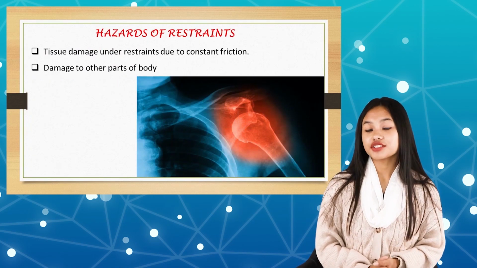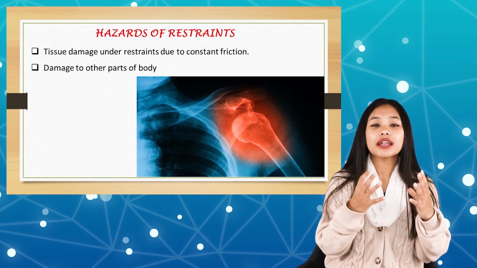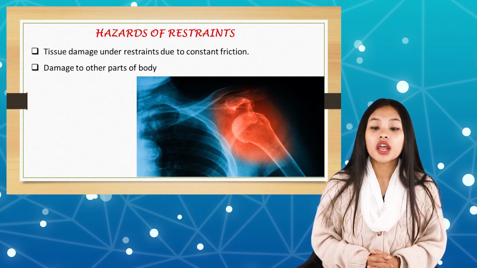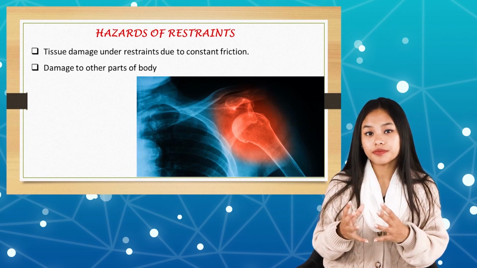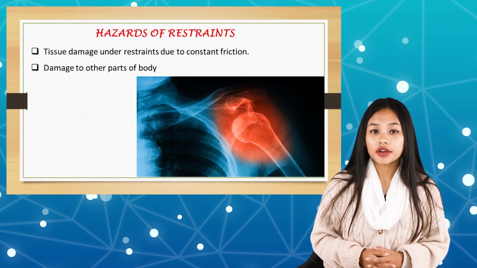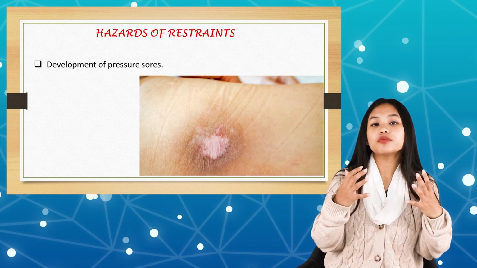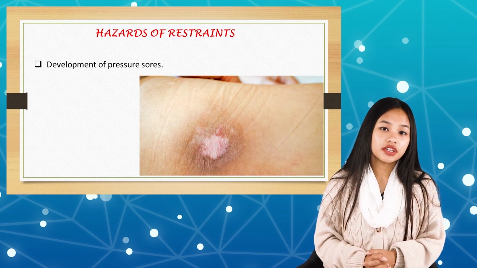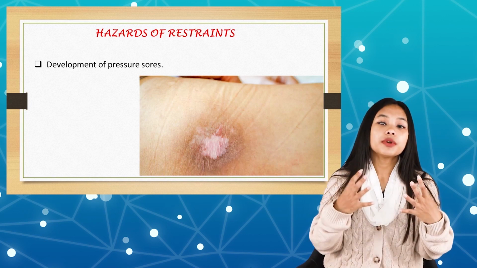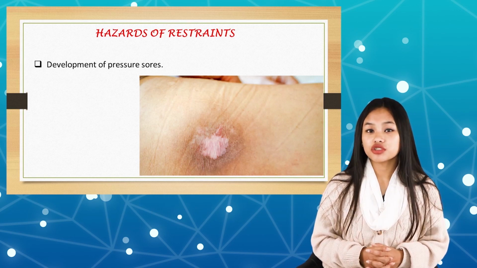So what are the hazards of restraint? The first one is that sometimes you may encounter that the client may have tissue damage if they are using these restraints because of constant friction. It can also lead to damage to the other parts of the body. And also, as we know, certain restraints are given in order to prevent the client from sitting or leaving their bed, for example, the body jacket. So because of this, it can also lead to the development of pressure sores.